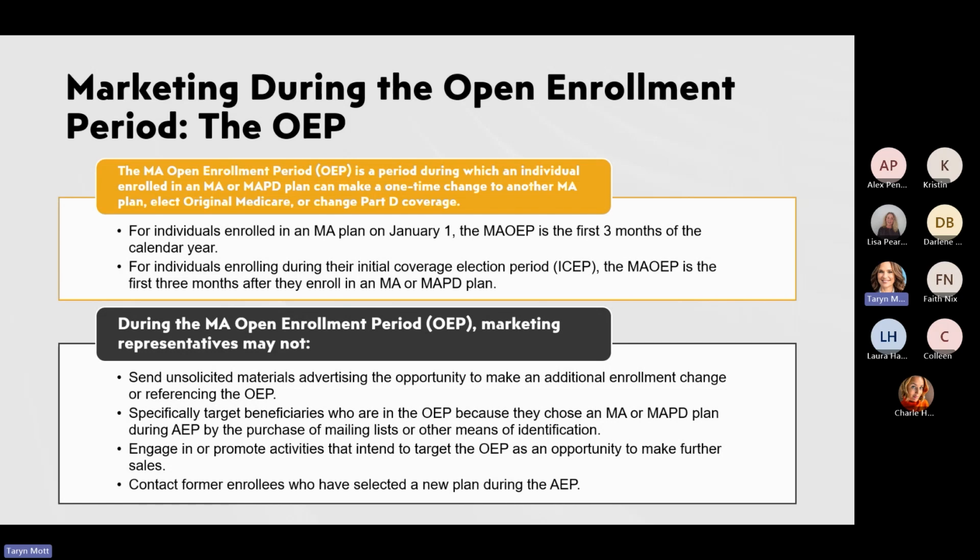Part D does not have a one-time change. If they got on the wrong Part D plan or they didn't read their annual notice of change, unfortunately, unless there's another special election period, they cannot change it. They cannot change their Part D during OEP unless it's a part of an MAPD.